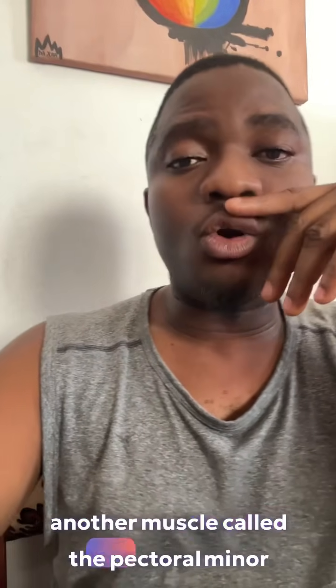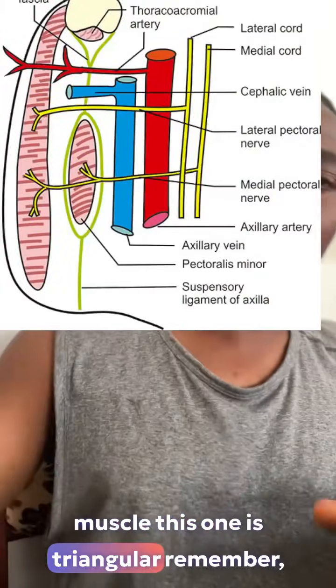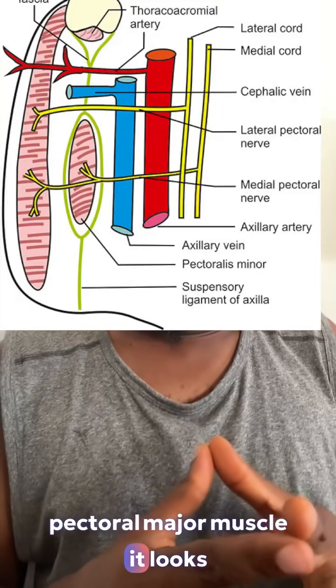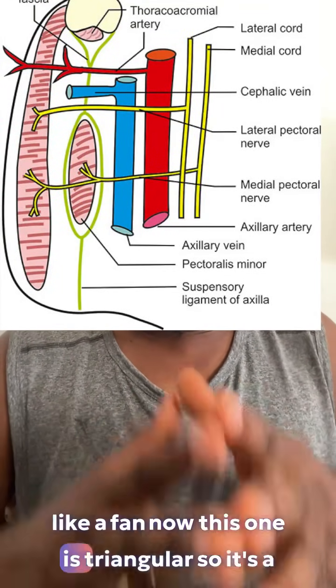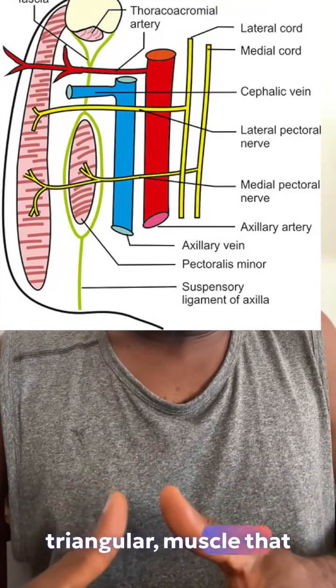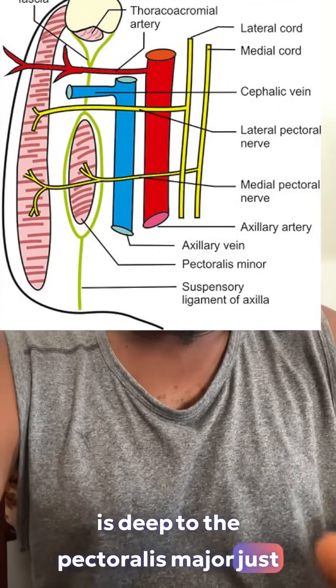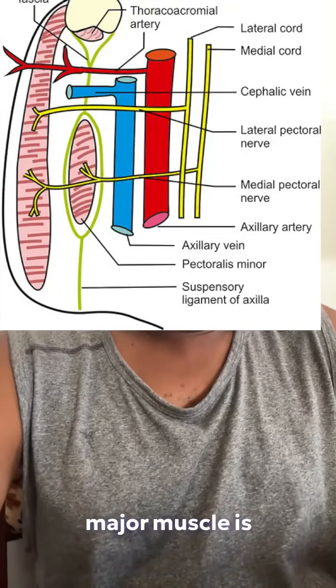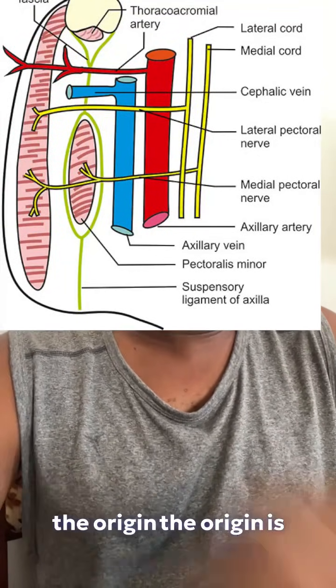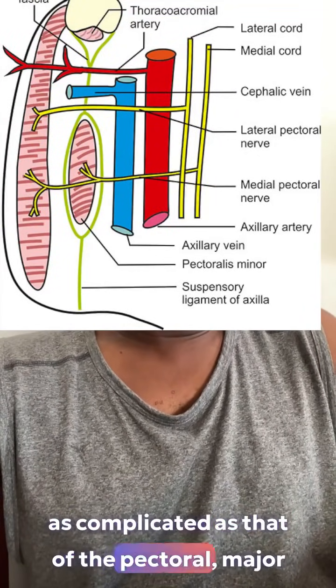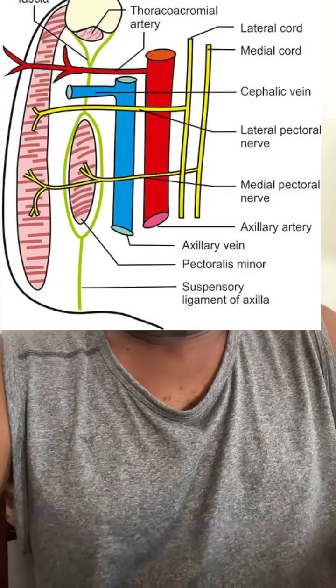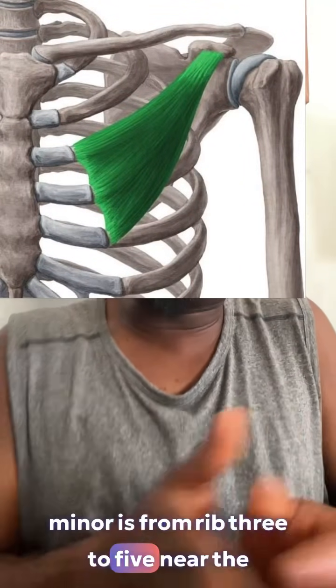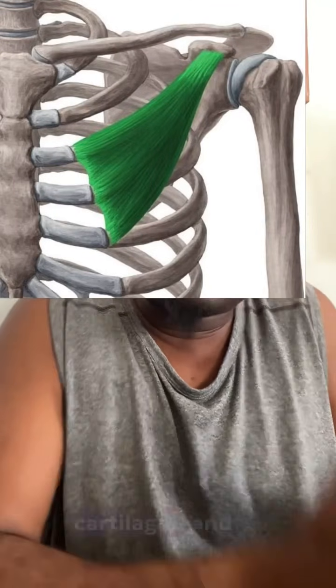Then there's another muscle called the pectoralis minor muscle. This one is triangular. Remember, pectoralis major muscle looks like a fan. Now this one is a triangular muscle that is deep to the pectoralis major. Just the pectoralis major muscle is covering it. And what is the origin? The origin is simple. It's not as complicated as that of the pectoralis major. The origin for pectoralis minor is from ribs 3 to 5 near their costal cartilages.